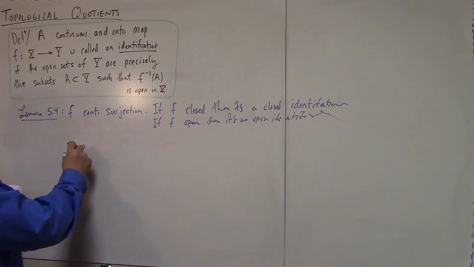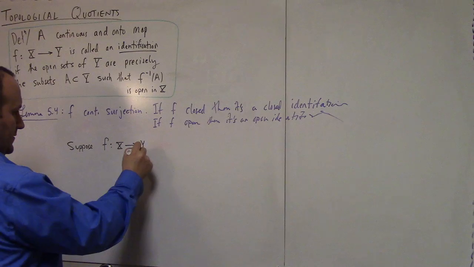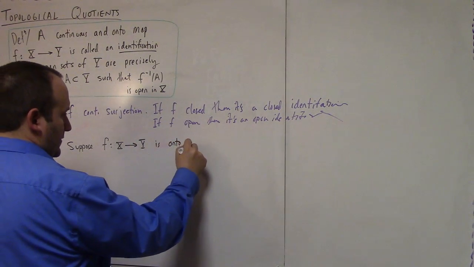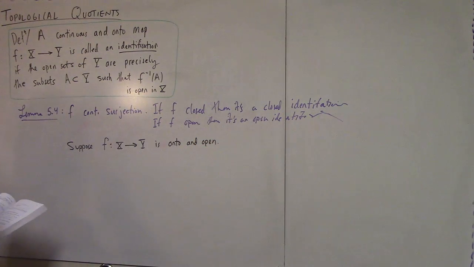Suppose F from X to Y is onto and open. All right. What do we need to do? We need to show that the open sets of Y are precisely the subsets of Y such that the inverse image of those sets are open in X, right?